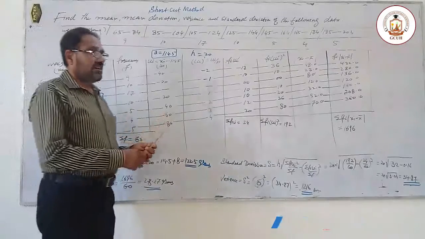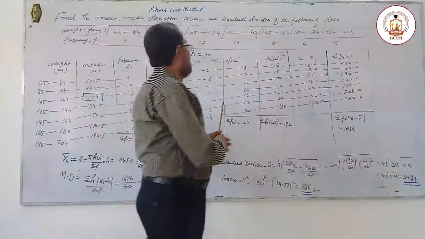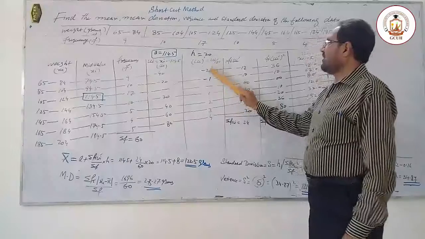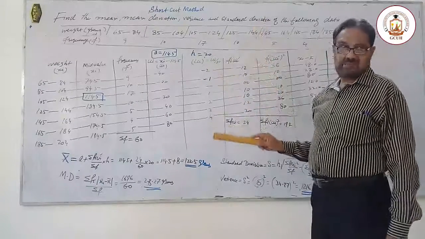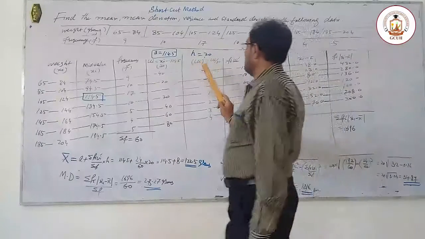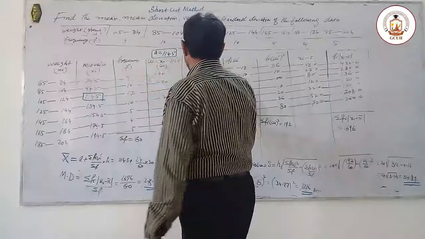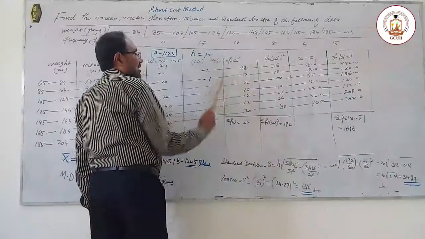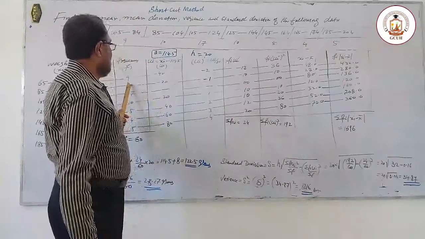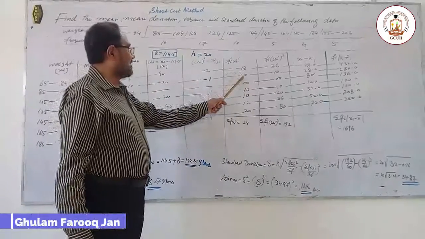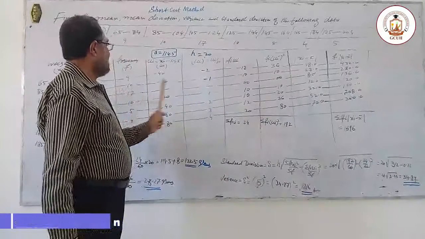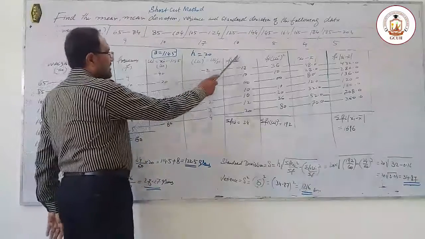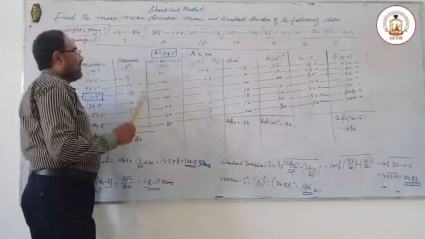Okay. Now we go to the next column, that is the product of frequency and the corresponding value of UR. When we multiply 9 by minus 2, we get the product of frequency and UR, that is minus 18. 10 times minus 1 is minus 10, 17 times 0 is 0, and in this way we find this column by multiplying the frequency with the UR.